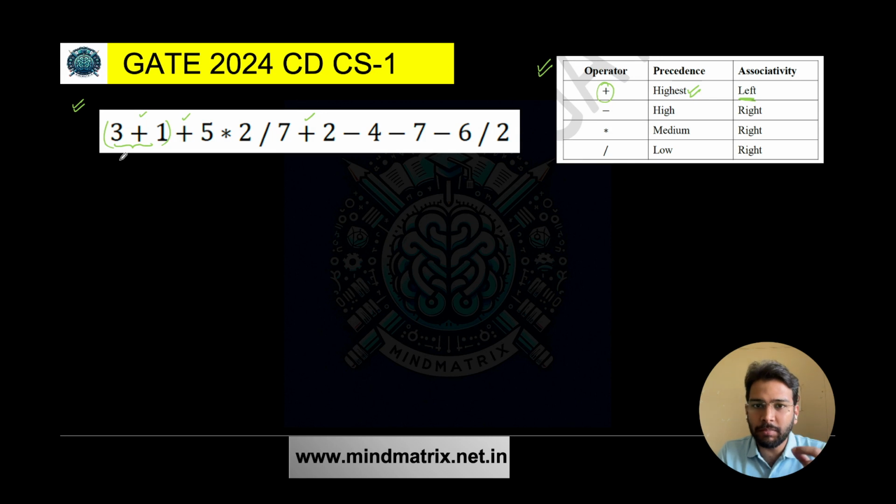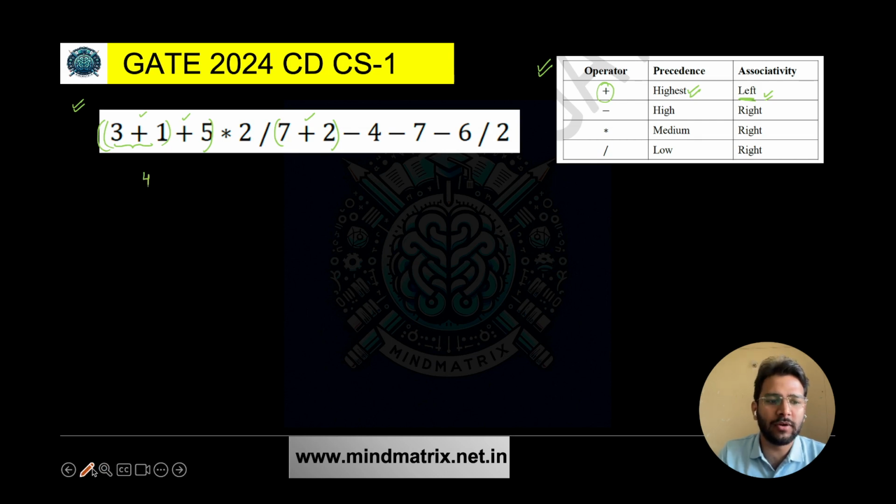So first we are giving preference to the plus operator, and then further we have to check the associativity. It is given left. So first we will be solving this one, and then we will be solving this one. Clear? Similarly here also we have plus, so first we will be solving this one. So what do you get? 3 plus 1, it is going to be 4. 4 plus 5, it is going to be 9.